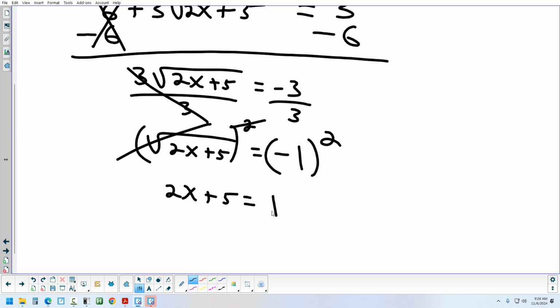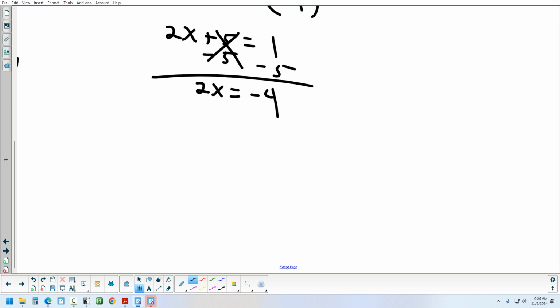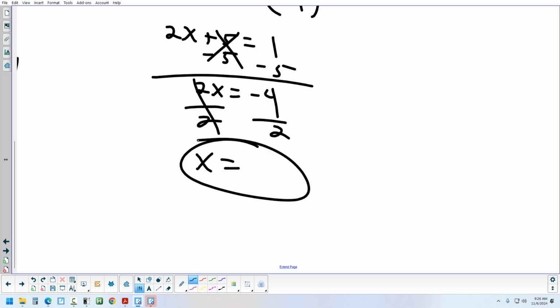What's my next step? Minus the 5 on both sides. And that gives me 2x equals negative 4. And my last step? Okay, so divide by 2. And what does that give me? Negative 2. Now let's check that.